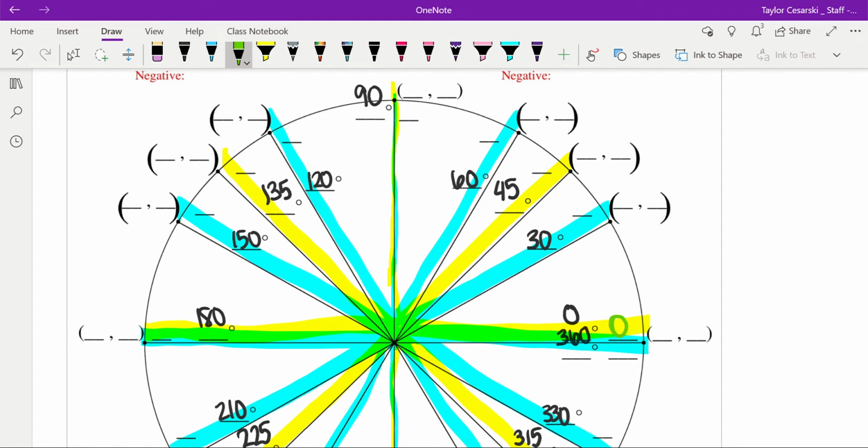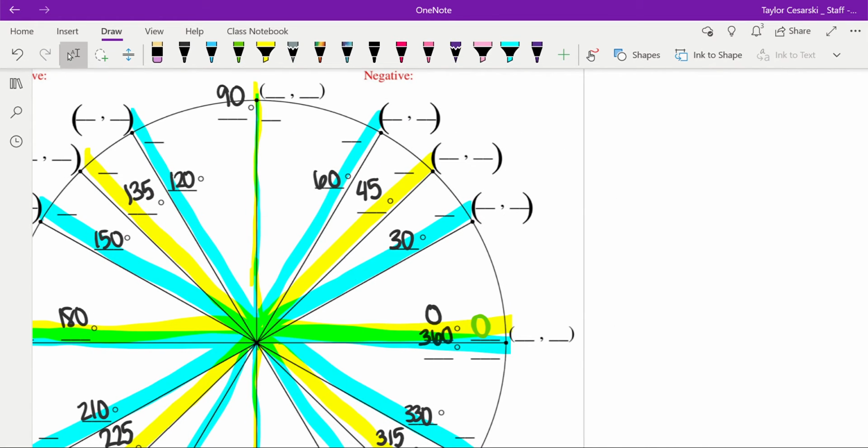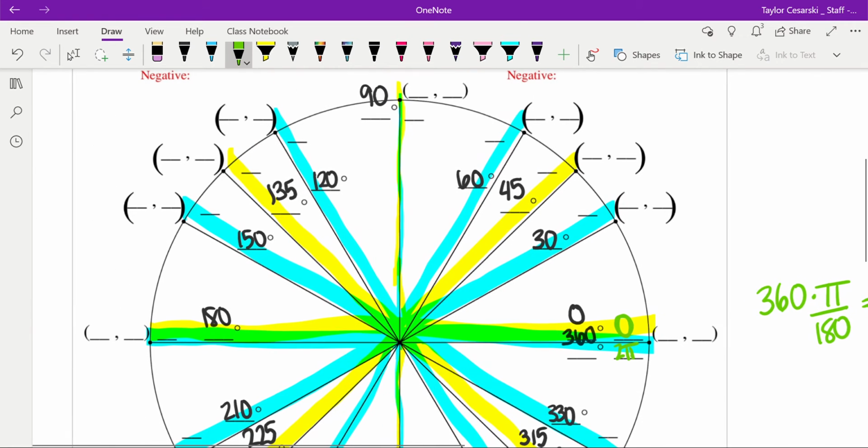So 0, okay, and I'm going to talk about fractions for a second. I am going to convert that 360 degrees so we know what a full circle is in radians. So 360 times pi over 180. I get 360 divided by 180 is 2 pi. So a full circle is 2 pi. That means half a circle would be 1 pi, or just pi. And I'm actually going to use a different color here that you can see a little bit better.